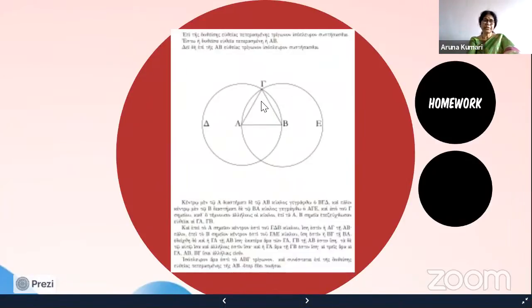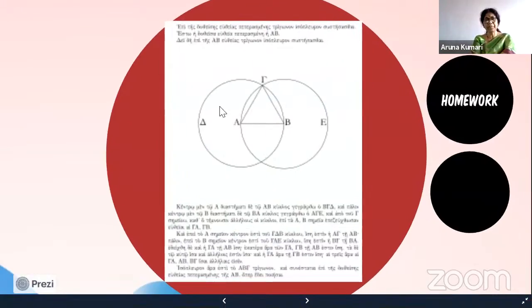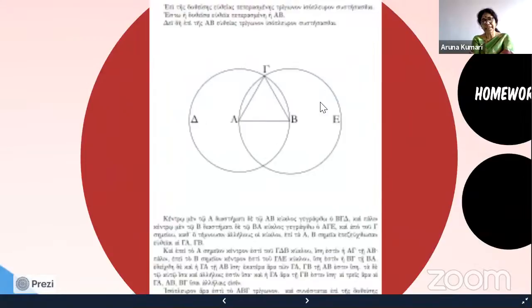See here, students. This is from your textbook only. Here we are drawing two circles, both of the same radius. See here the center is B, here the center is A. We are taking the radius equal to the distance between A and B, and drawing one circle. Hence AB will be the radius. This circle went through this point.